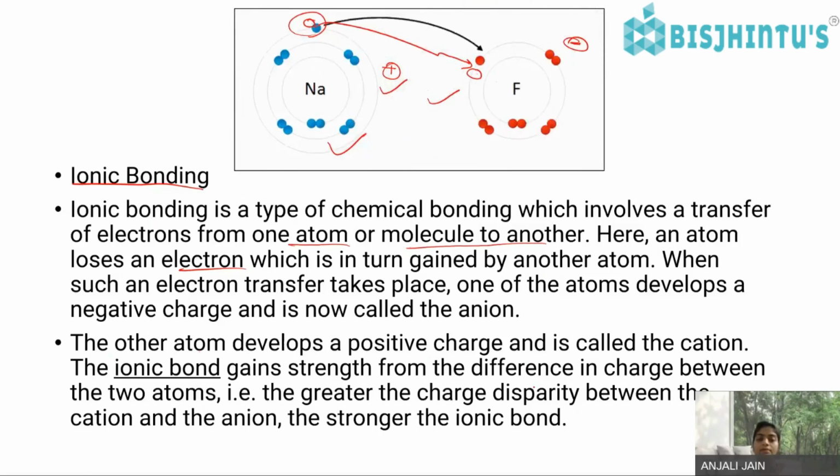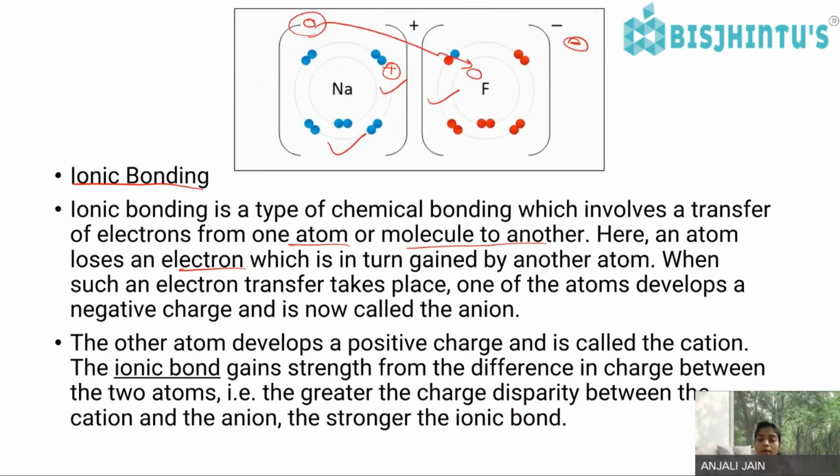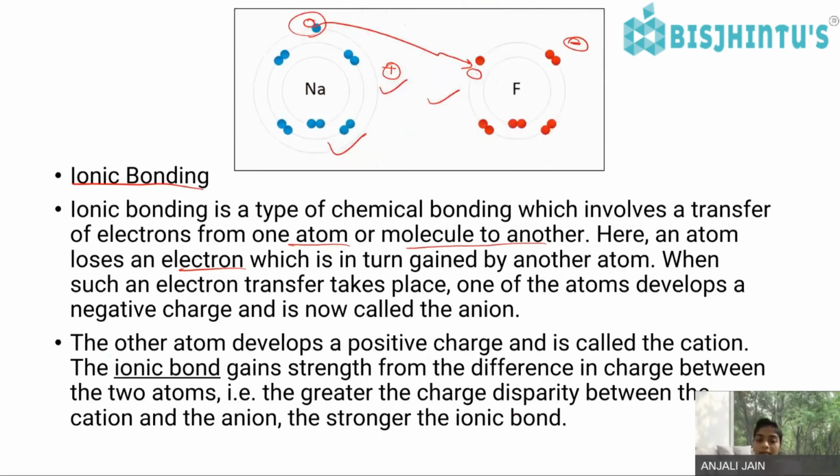The ionic bond gains strength from the difference in charge between the two atoms. The more difference in the charge, the stronger the ionic bond is. The greater the charge disparity between the cation and the anion, the stronger is the ionic bond.